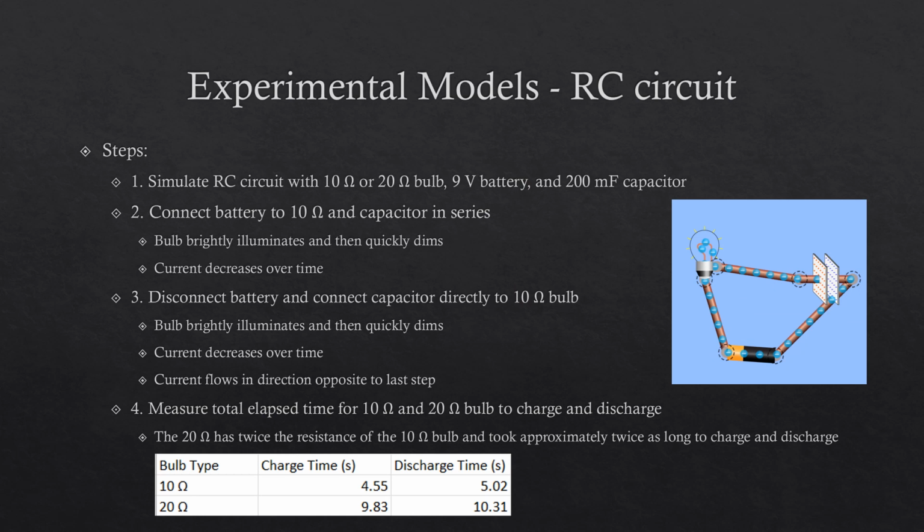For the RC circuit portion of this experiment, I simulated an RC circuit with a 10 or 20 ohm bulb, 9 volt battery, and 200 millifarad capacitor. I then connected the battery to the 10 ohm bulb and capacitor in series and found that the bulb would brightly illuminate and then quickly dim. I then disconnected the battery and connected the capacitor to the 10 ohm bulb, leading to the same result of the bulb brightly illuminating and then quickly dimming.